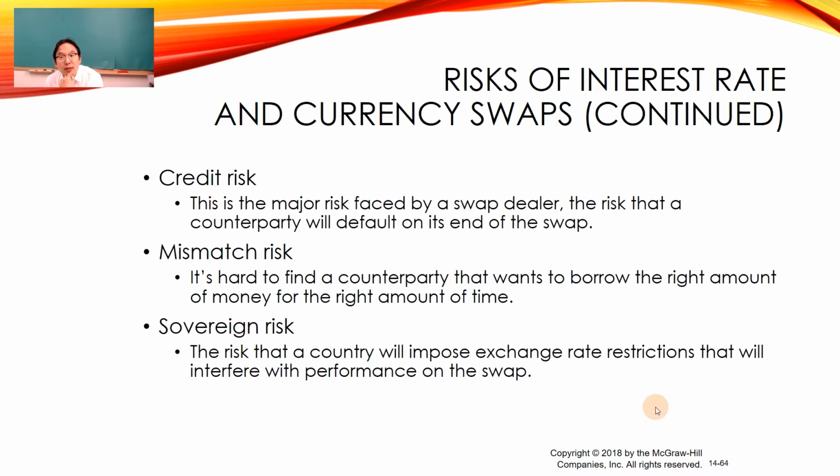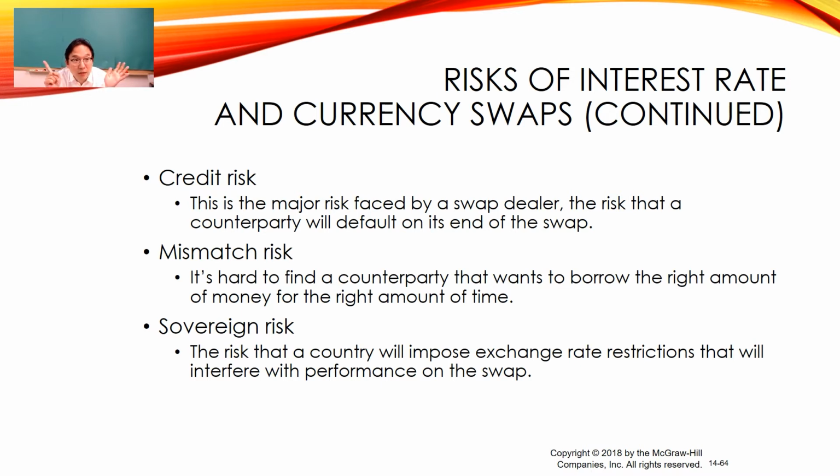And then risks of interest rate and currency swaps. There is a credit risk. This is the major risk faced by a swap dealer. The risk that a counterparty will default, go bankrupt, essentially, on its end of the swap. And then mismatch risk. It's hard to find a counterparty that wants to borrow the right amount of money for the right amount of time. 5 years, 5 years, oh, good luck. But 5 years versus 4 years.